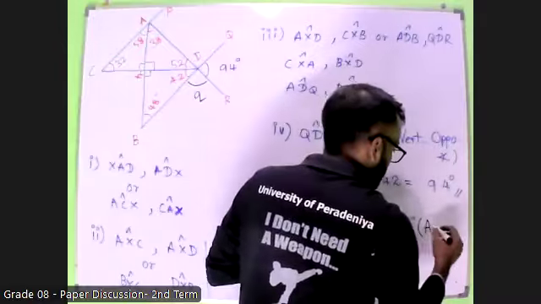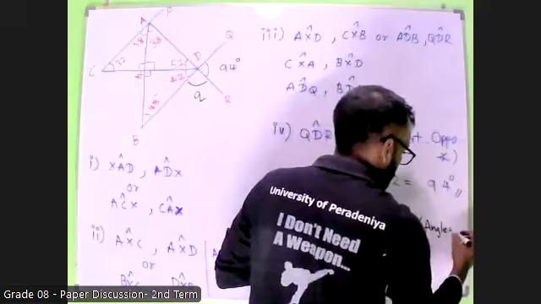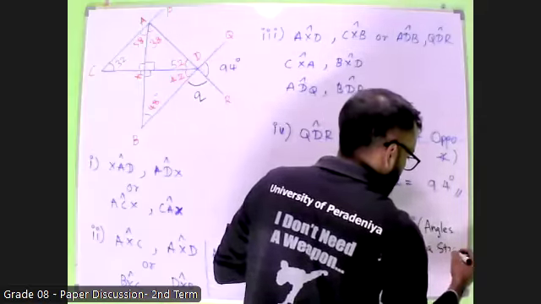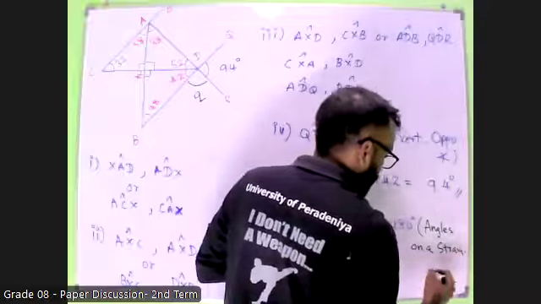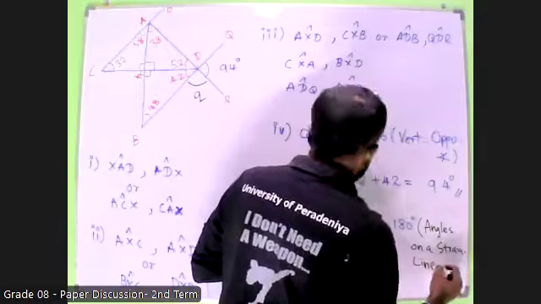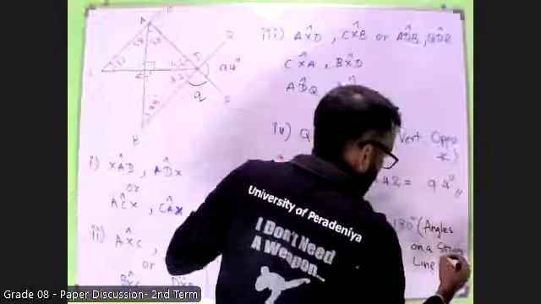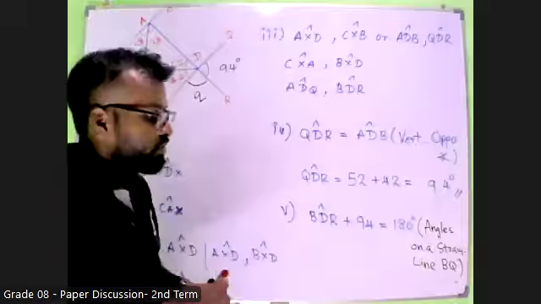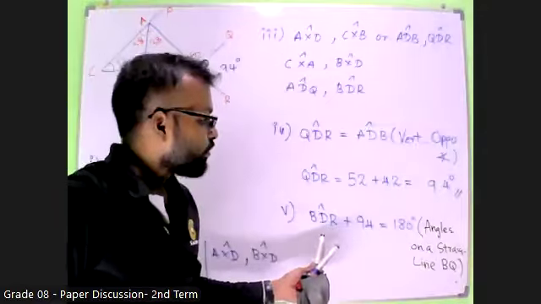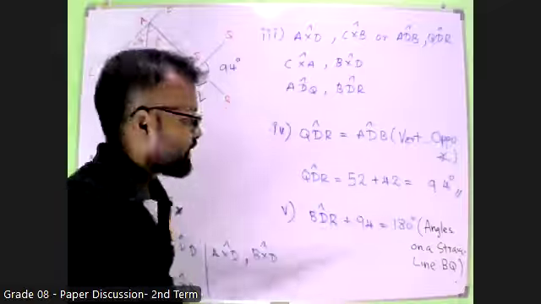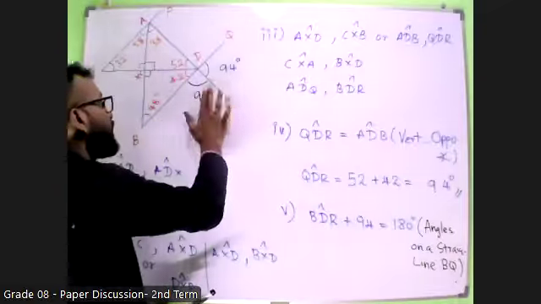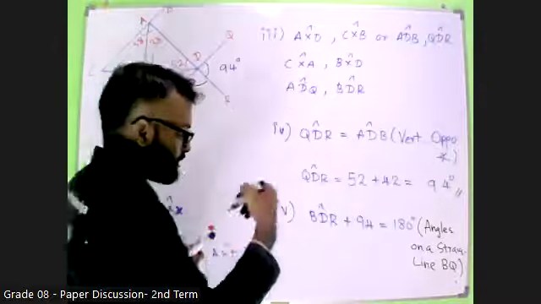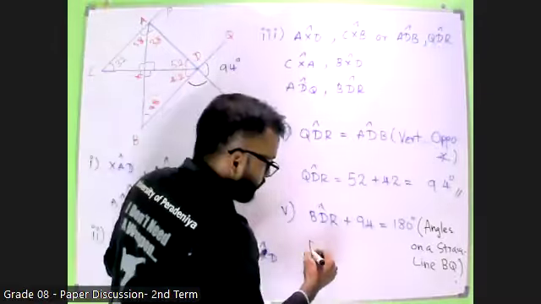So you can write angles on a straight line. So what is the straight line? BQ is my straight line. So this is the reason why I am taking this. BDR angle plus 94 equals 180. Very easy.